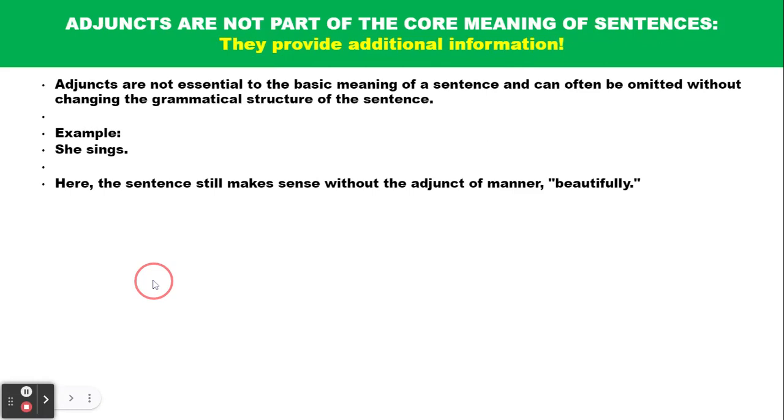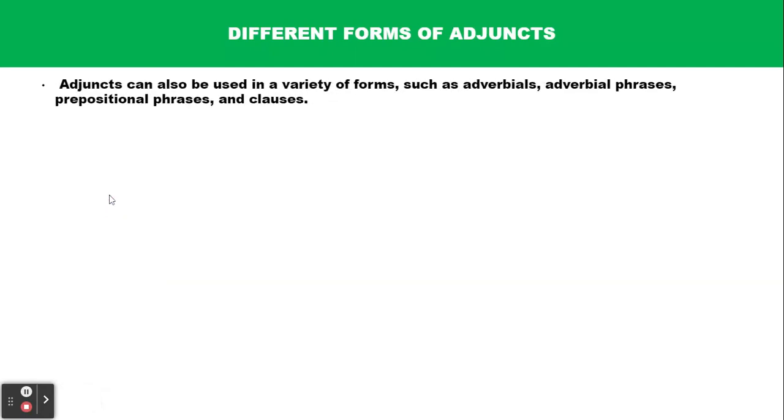Okay. Now, let's move on and look at different forms of adjunct. There are different forms of adjuncts. Adjuncts can be used in a variety of forms, such as adverbials, adverbial phrases, prepositional phrases, and clauses. Okay, let's take some examples of different forms of adjuncts.